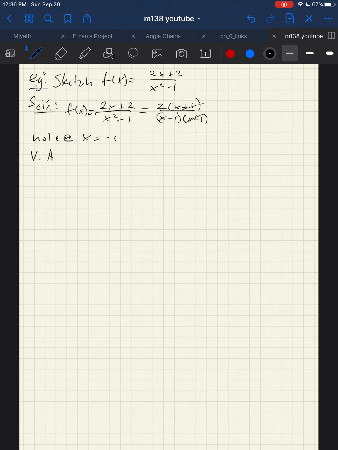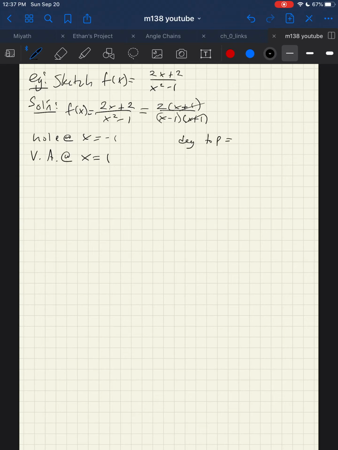I've also got a vertical asymptote at x equals +1, and that's from this x minus 1 term. Okay, and then what's the degree of the numerator?